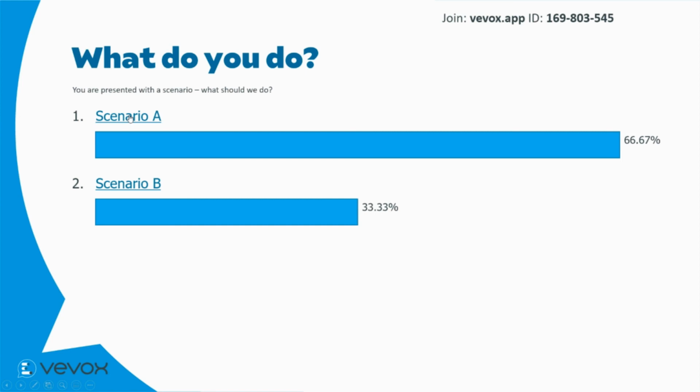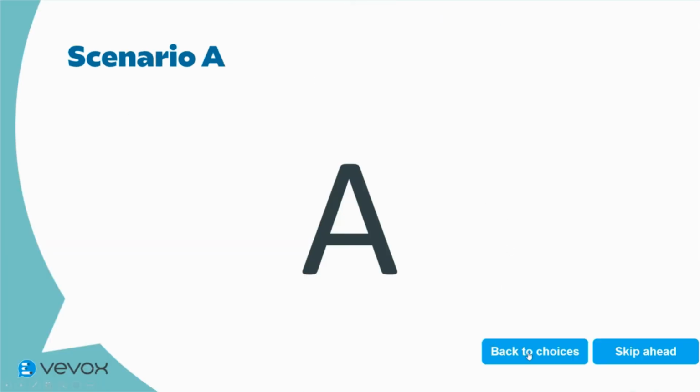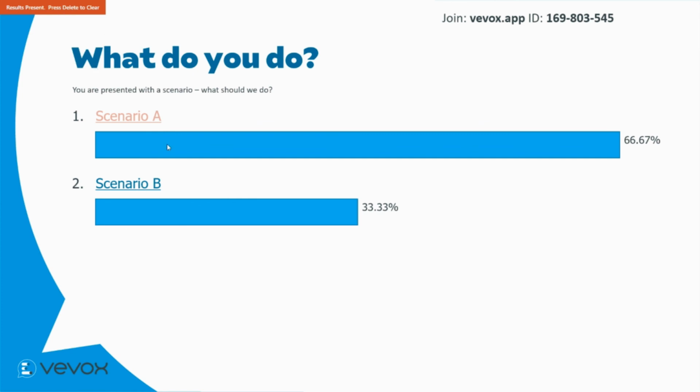We've got our content. We can then go back to choices. We press escape because we don't need to run the poll. And then we can click on scenario B. And again, we can go through our content.